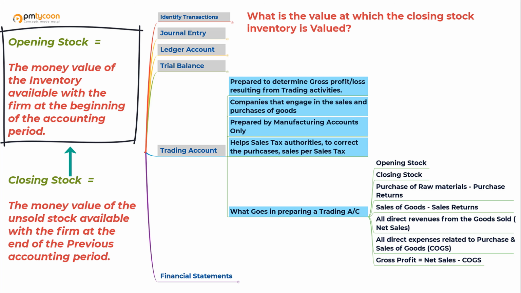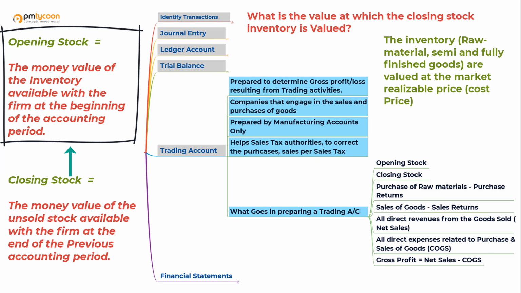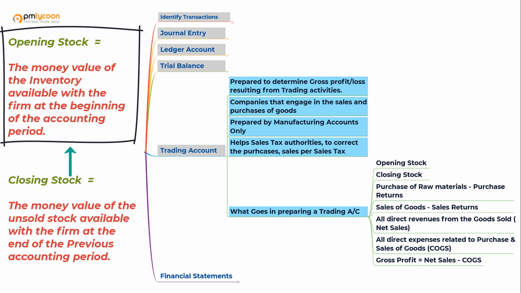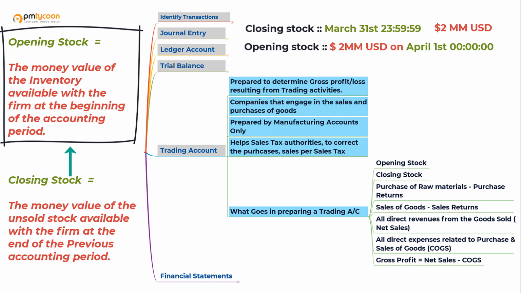How do companies get to know the value or the amount for the closing stock? The closing stock or the opening stock is valued at cost price or realizable value, whichever is less. Let's say the company is showing the value of closing stock on March 31st as $2 million. On April 1st, they would show the same value of opening stock as $2 million.